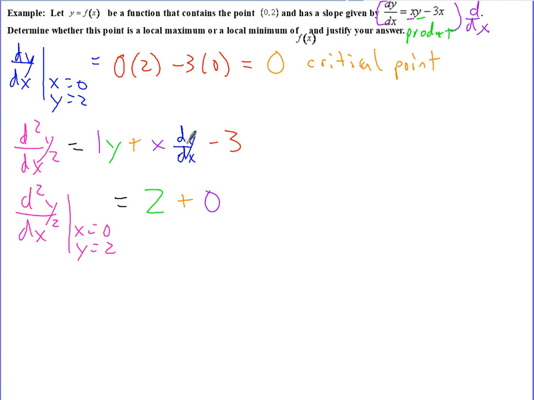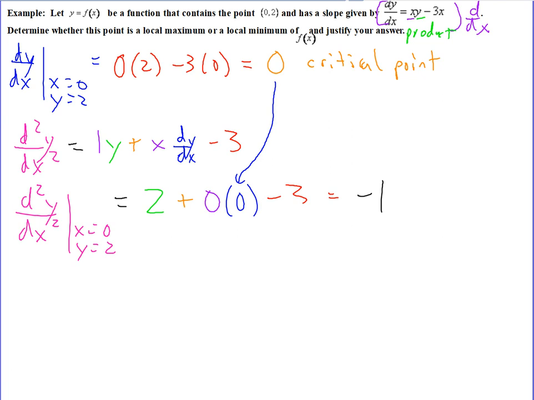And normally you'd have to plug in the whole expression for dy/dx right in there. Here we don't need to do that because we already figured out it makes the first derivative 0. So I plugged in the first derivative, and I already know it's going to be 0. And then minus 3. So the 0 wipes us out. We just end up with 2 minus 3, which is negative 1.